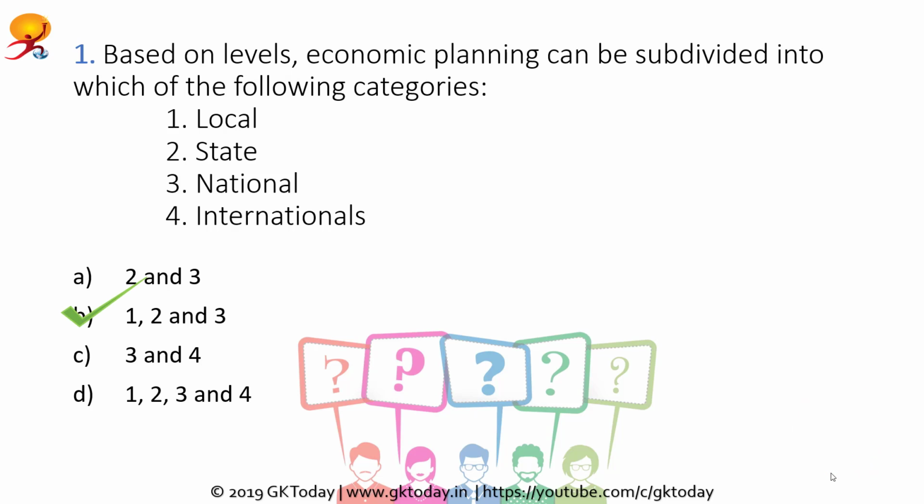And the correct answer is 1, 2 and 3, that is local, state and national. So planning can be done at the local level, national level or at an international level. Similarly, planning can be done based on the domain involved like economic planning, social planning, land use planning, policy planning, etc.